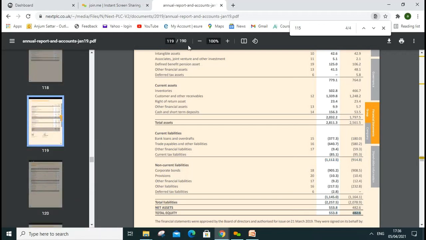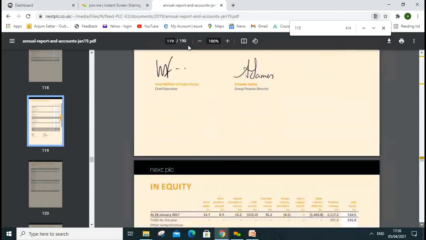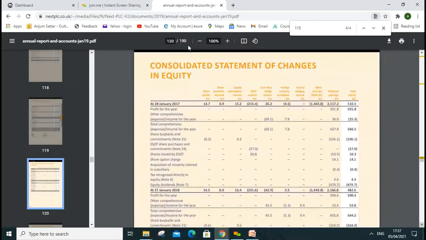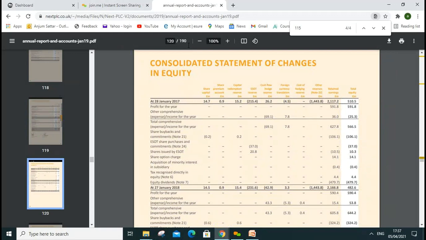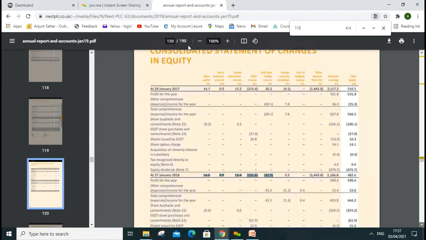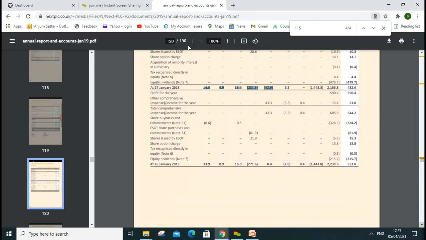Then the third statement is the cash flow statement. In the same way we can look around. This is the change in equity. Equity means how much dividend or shares we issued or paid during the year. So at the start of the year, how much retained earnings and total equity there was. During the year, whatever happened. Even they gave 2017, that was 2018, that was at the start.